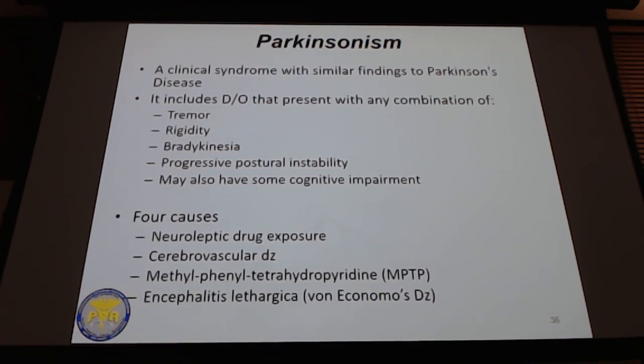So, anyways. All right, Parkinsonism. Parkinsonism is a syndrome. We're not talking about the disease pathology yet, but it's very similar to it. Think of it as almost reversible Parkinson's disease. It's a clinical syndrome with similar symptoms, right? It includes tremor, rigidity, bradykinesia, or slow movements, postural instability, and they could have some cognitive impairment. There are 4 different causes: neuroleptic drug exposure. So again, we're talking about drug reactions, CVD or stroke, MPTP.